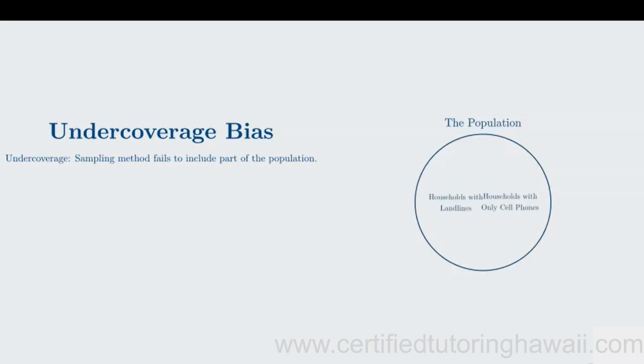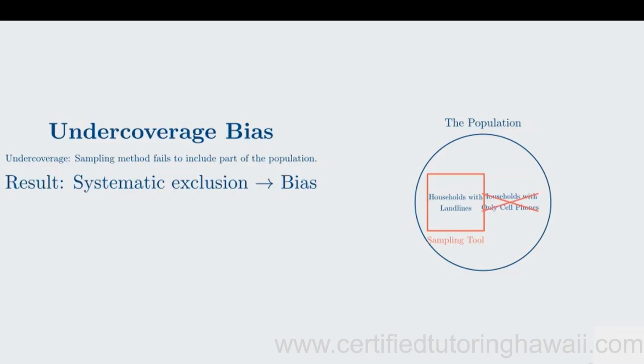Another significant issue is undercoverage bias. Undercoverage occurs when the sampling method fails to include a specific part of the population or makes them less likely to be chosen. Imagine a survey conducted only via landline telephones. In the modern world, many younger people or lower-income households rely exclusively on cell phones. If the survey only calls landlines, those cell phone-only individuals have zero or a very low chance of being selected. If their opinions differ from landline users, the resulting statistic will be biased because a segment of the population was literally left out of the reach of the sampling method.